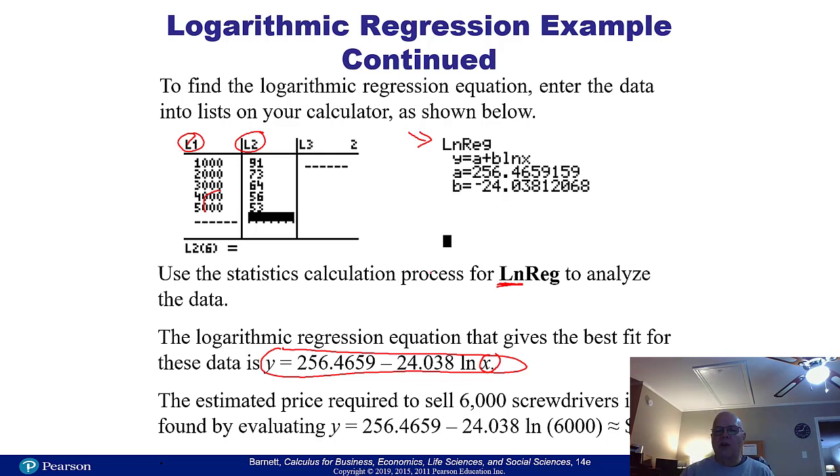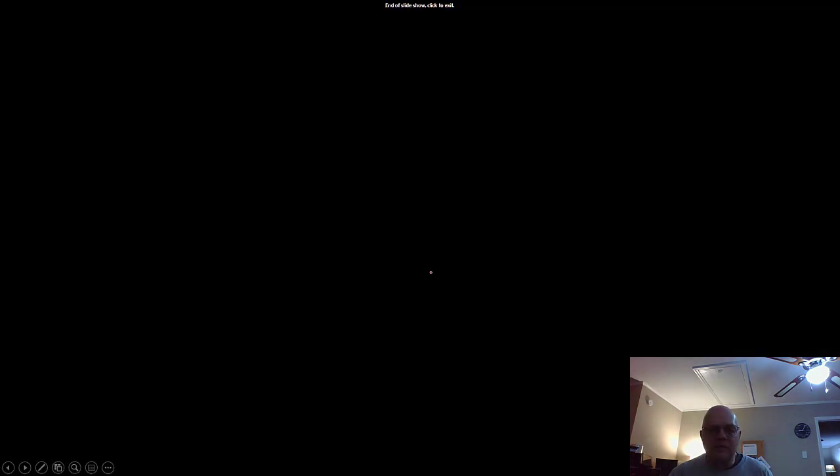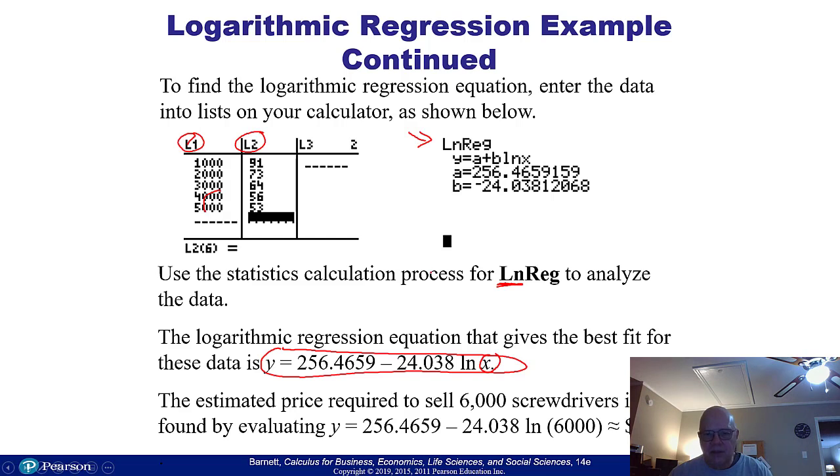I can't see the result because there's something in the way on my screen. You should be able to see it on yours, or maybe not. Let's see if I can move that out of the way temporarily, just in case you can't see it. Oops, here we go. So we would need to sell them at $47 to sell 6,000 screwdrivers.